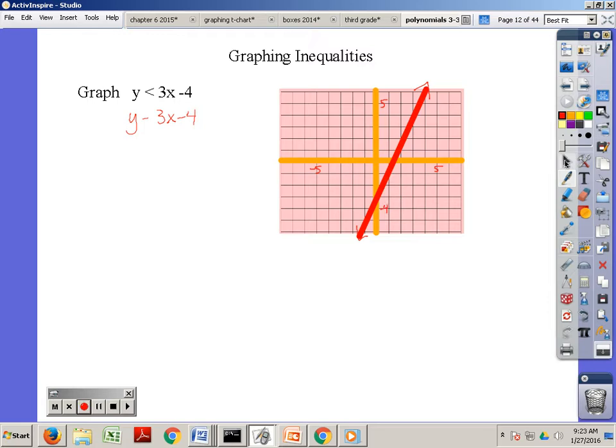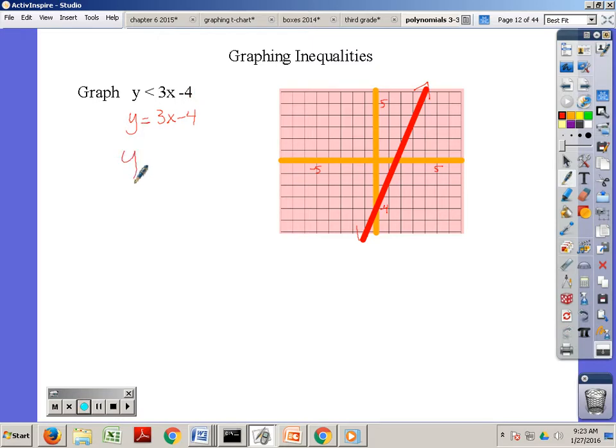My line looks like it's a little off. I'm going to shift it over just a bit. It needs to hit negative 4. 1, 2, 3. Have a slope of 3. Yeah, it looks like I lost my equal sign. Okay, so we graph the regular line, 3x minus 4.